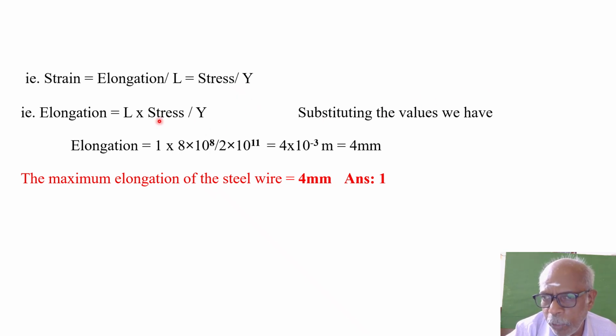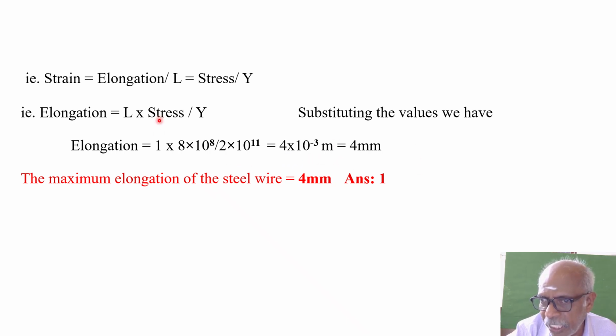Substituting the values. What is L? Length of the rod, 1 meter. What is stress? The maximum stress, 8 × 10^8. What is Y? 2 × 10^11. 8 by 2 will give you 4. When this 10^11 goes to the numerator, it becomes 10^-11. Already you have 10^8. 8 minus 11 is equal to minus 3. So 4 × 10^-3 meter, that is 4 mm.